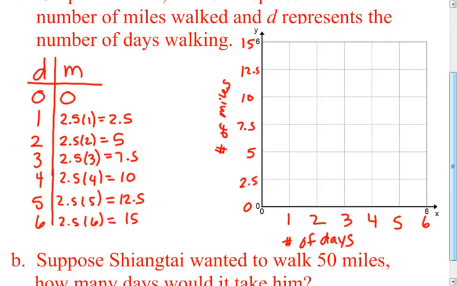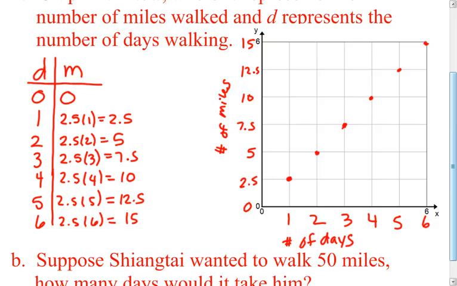So it would look something like this. And then you'll just plot the points. 1 and 2.5, 2 and 5, 3 and 7.5, 4 and 10, 5 and 12.5, like that. Now, these dots are in a line. I am actually not going to connect them, though, because I can't walk the dog for 2.5 days. I suppose I could, but it says you have to walk the dog each day. So I really am not going to connect the dots here. You could if you wanted to.